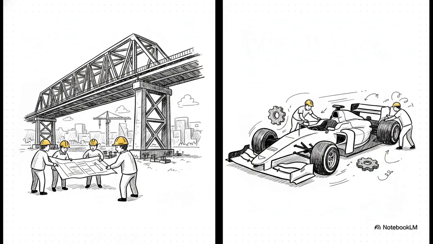MEAN, with Angular, is like having a super detailed blueprint for a bridge. It's structured, it's stable, and it's perfect for a big team where everyone needs to be on the same page. MERN, with React, is more like the agile pit crew for a race car. It's flexible, it's fast, and it can swap out parts on the fly. You're choosing between rock-solid structure and just blistering speed.